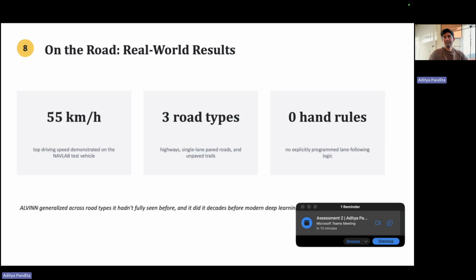Real world results: this wasn't just a simulation. ALVIN drove the NavLab test vehicle at speeds up to about 55 kilometers per hour. It handled multiple road types: highways, single lane paved roads, and even unpaved trails. All of that with no hand-coded lane following rules. The driving behavior came entirely from the learned network. It's worth emphasizing this was 1989 hardware, decades before GPUs and large-scale deep learning made this kind of result common.